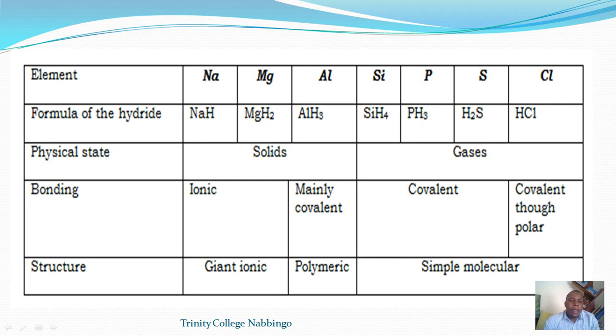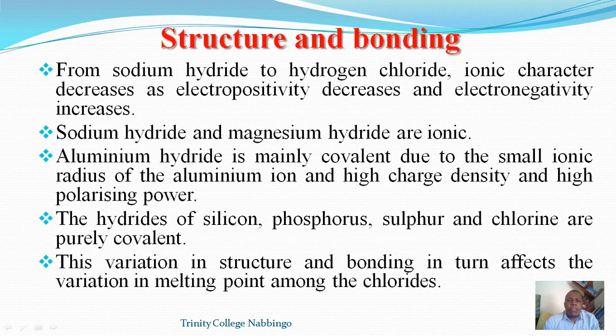Okay, let us look at the structure. For sodium and magnesium, their hydrides are ionic. Aluminium hydride is polymeric, just like aluminium chloride, and the others, that is silicon 4 hydride, phosphine, hydrogen sulfide, and hydrogen chloride, are simple molecular. Let us discuss this structure and bonding.